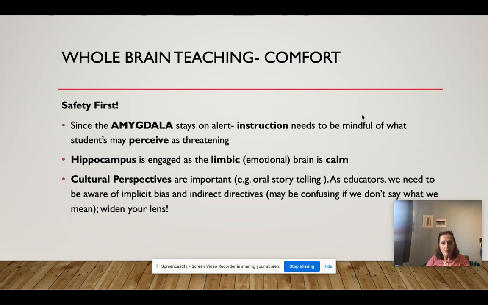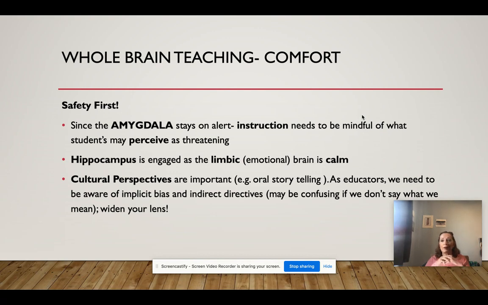So the other piece is recognizing the power of cultural perspectives. In order to provide comfort, we really have to understand the importance and the value of cultures. Some cultures, kids don't do eye contact, right? Some cultures, kids don't learn well with just sitting. They learn better, for example, with oral storytelling versus reading a paragraph about something.